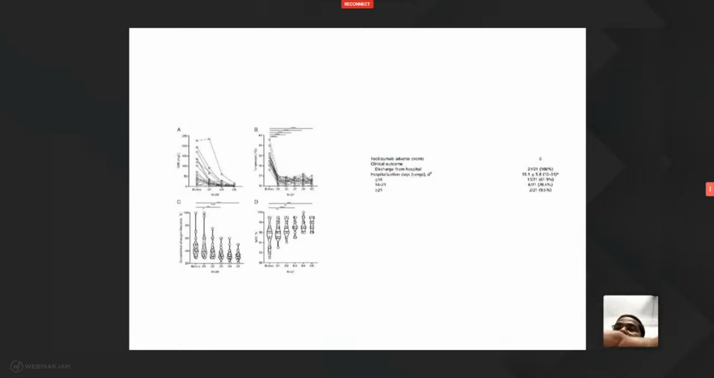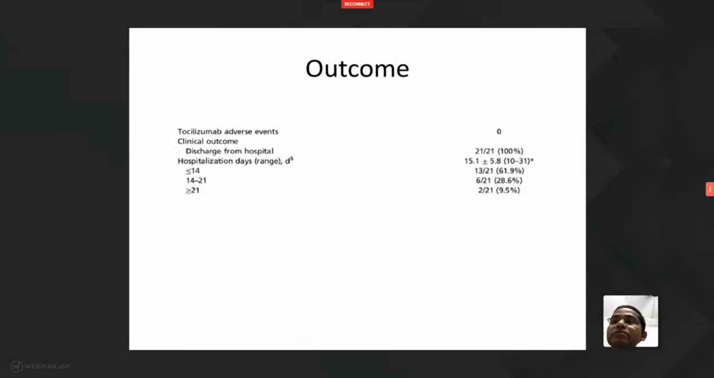And regarding the mortality benefit, there is no mortality in this group of patients. This is the outcome: 20 were discharged. They discharged nearly all the patients, and most of them were discharged in less than 14 days, and there were only 2 patients who were discharged later.